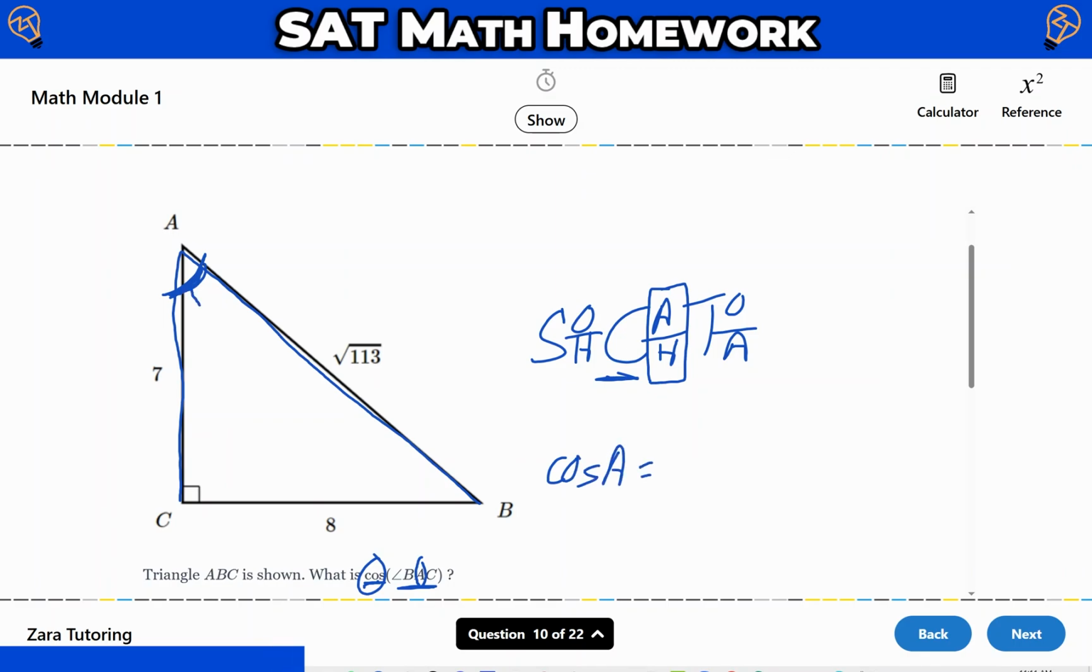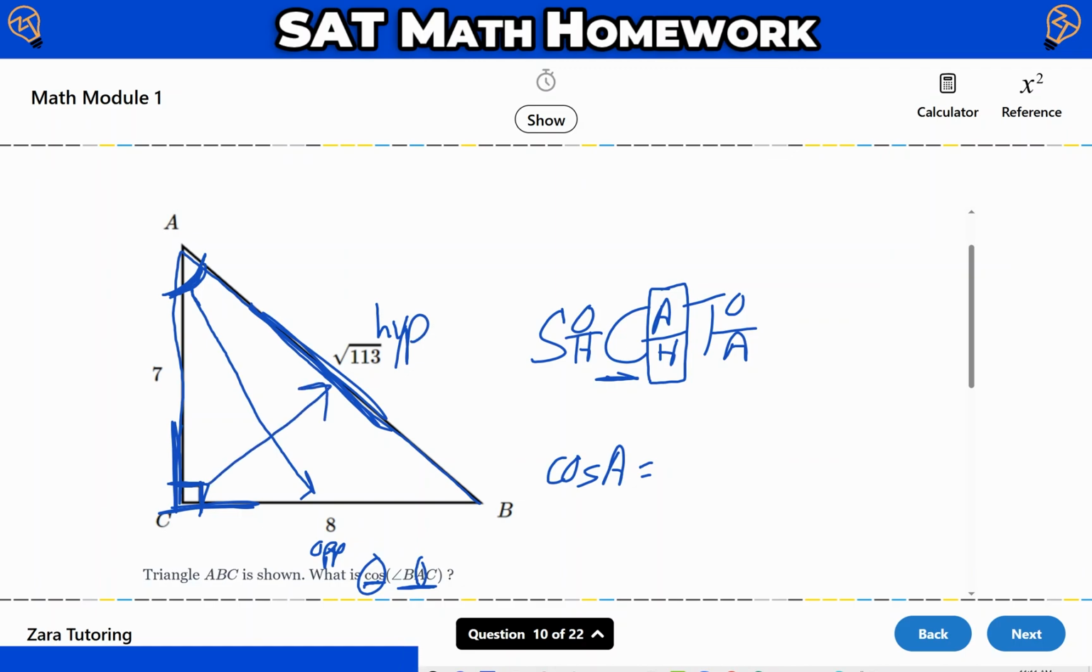So let's label these. The easiest one to me is opposite. And then the hypotenuse is always the one side that's not touching the right angle, because notice these two sides are touching the right angle. This one is not, so that's the hypotenuse. Or you could say it's the one across from the right angle. That works too. And by default, this one is adjacent. Adjacent really means next to. So if we do adjacent over hypotenuse, we get 7 over root 113.